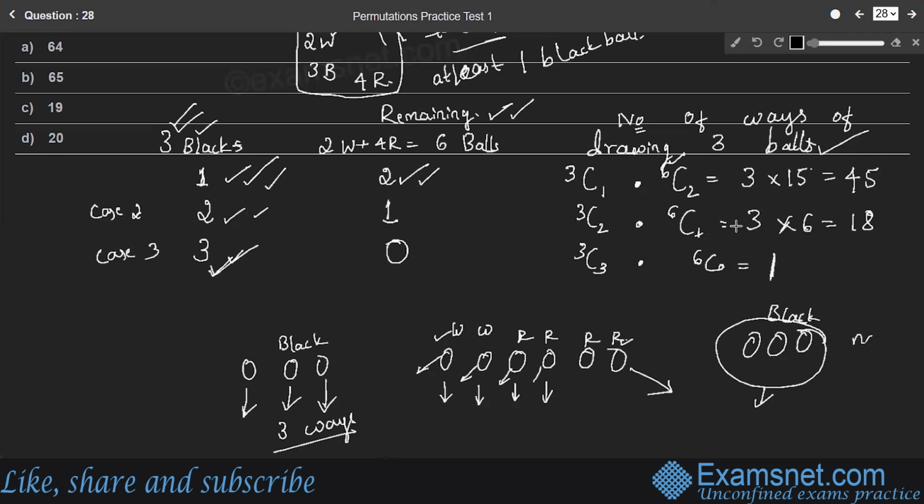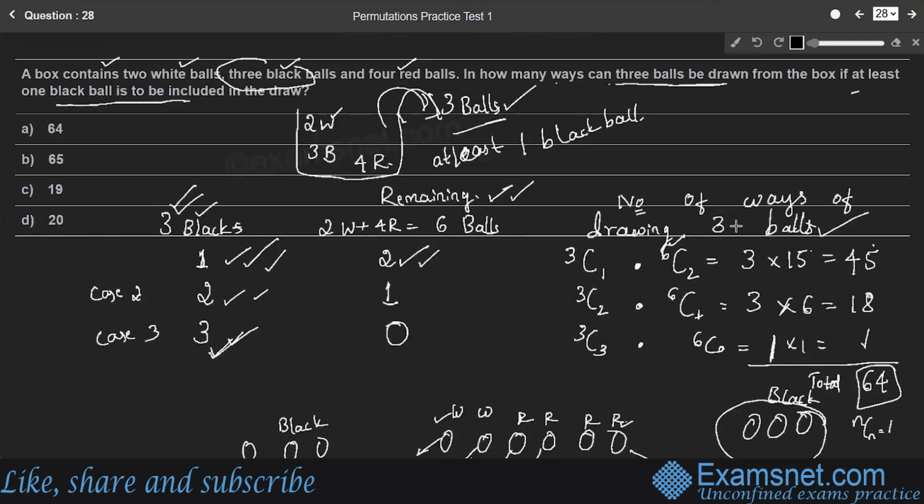So NCN is always 1. So 1 into 1 is 1. There is only one way of drawing all the 3 balls, right? So such that the number of balls drawn should be equal to 3. So total number of ways of drawing 3 balls will be 45 plus 18, which is 63, plus 1 is 64, right? There are 64 ways of drawing 3 balls.